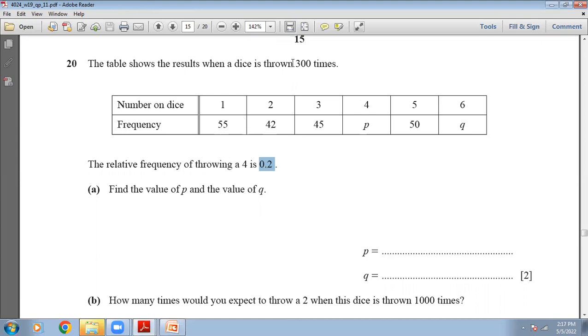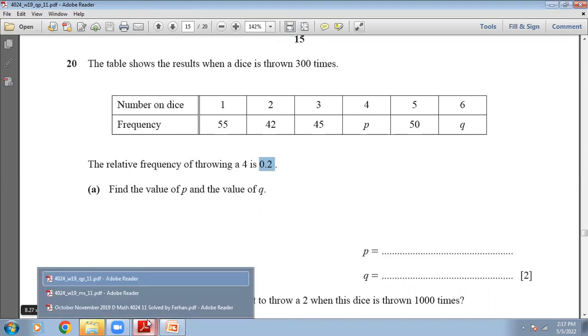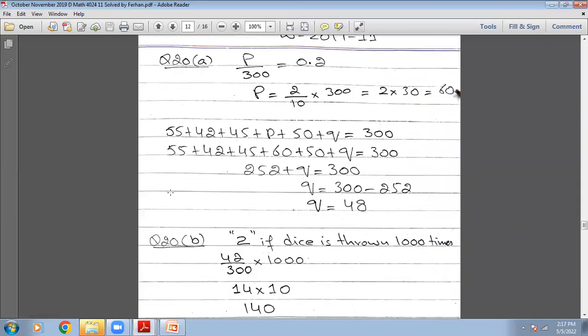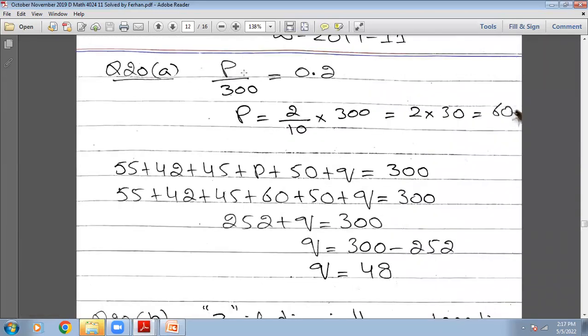Now the question is to find the value of Q. The total frequency is 300. So 55 plus 42 plus 45, plus whatever the value of P is, plus 50 plus Q will be equal to 300. From there, you can find the value of Q. So this is the strategy by which we will solve it. Let me show you.